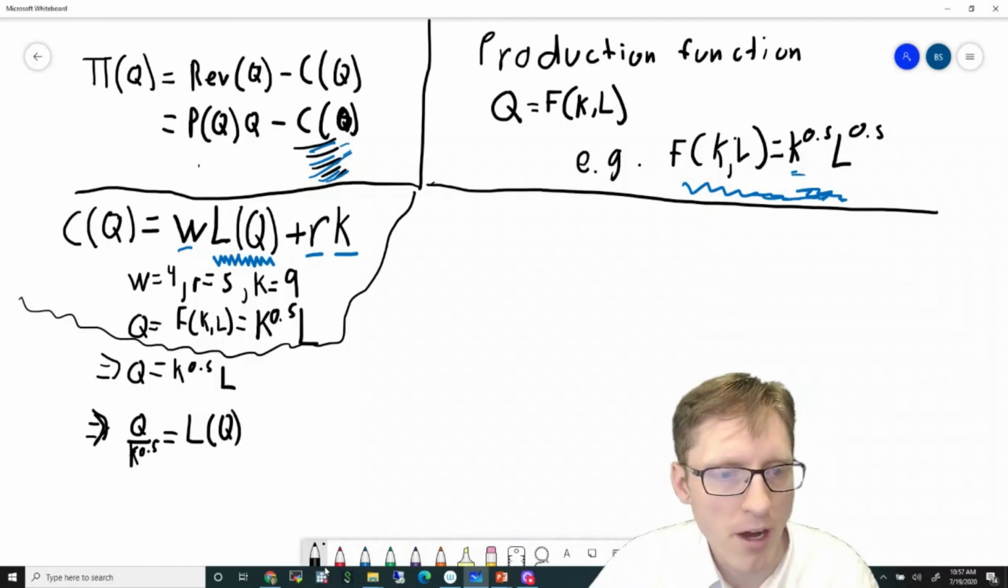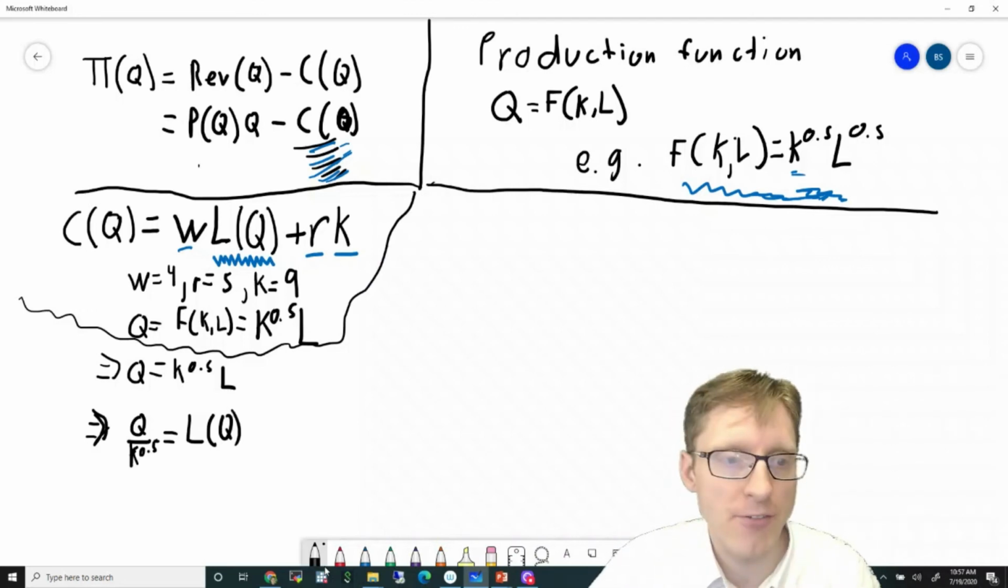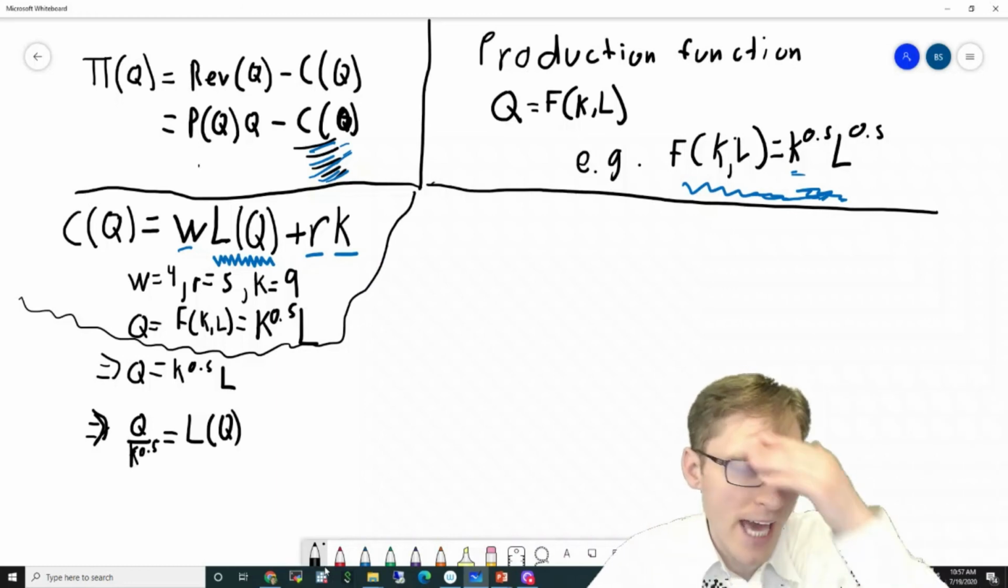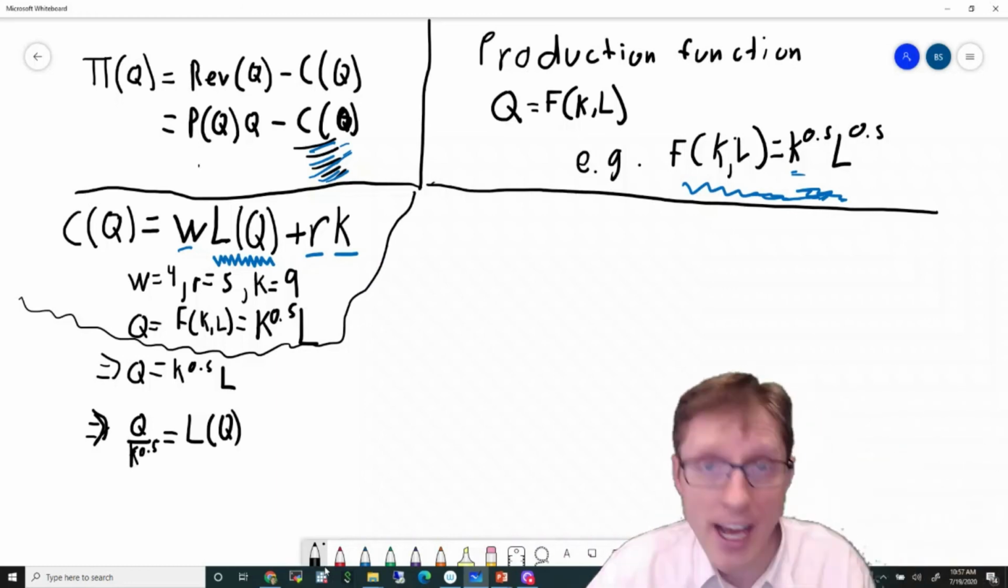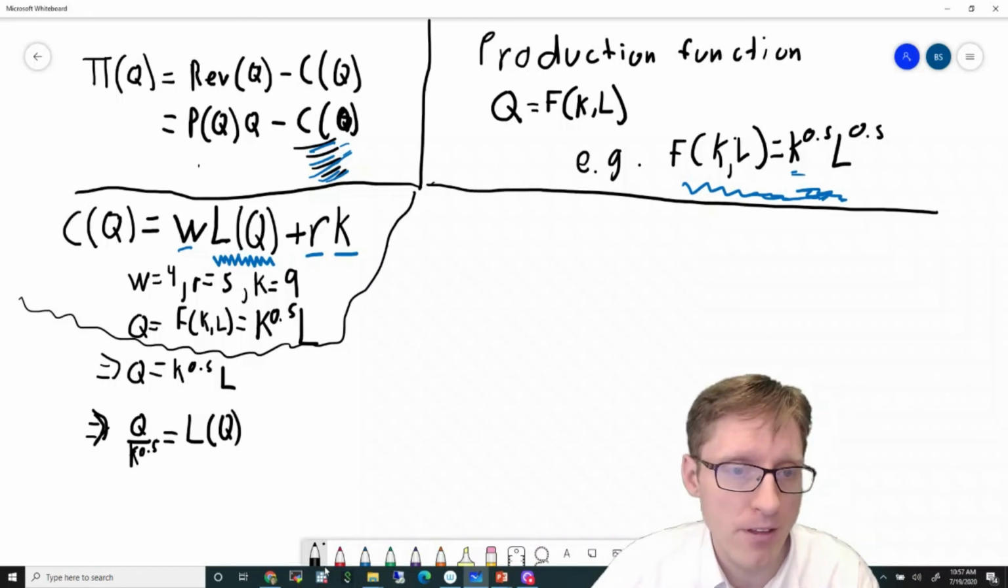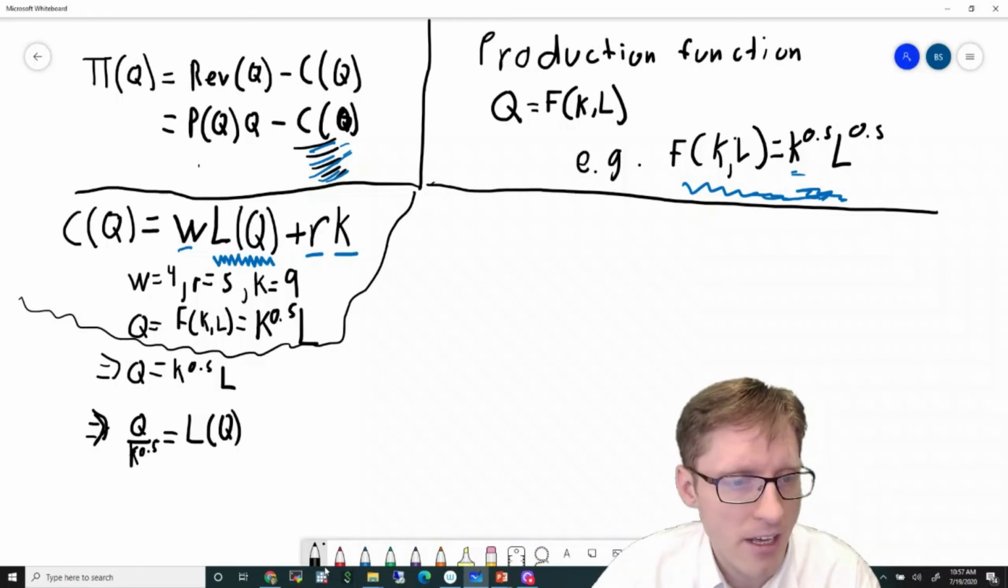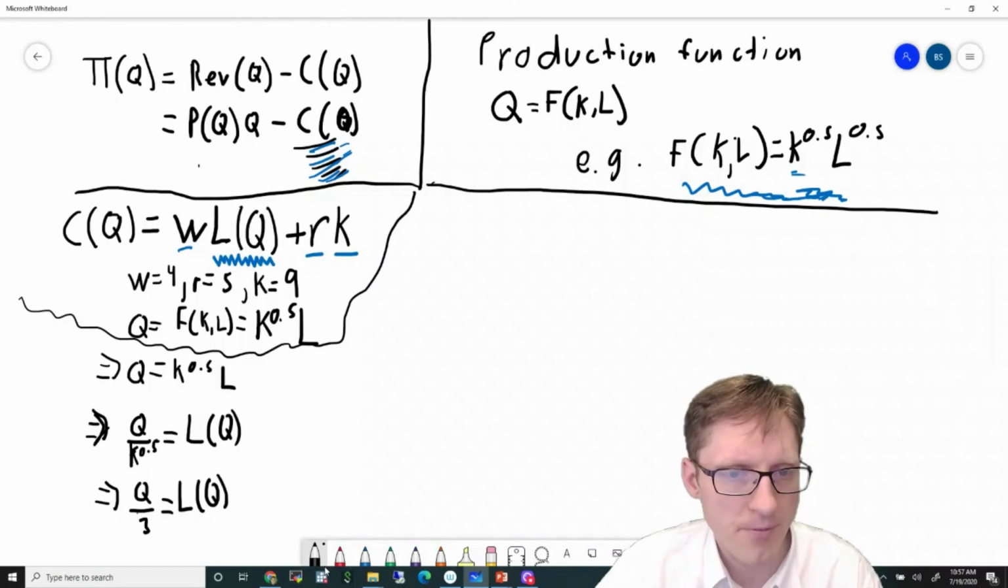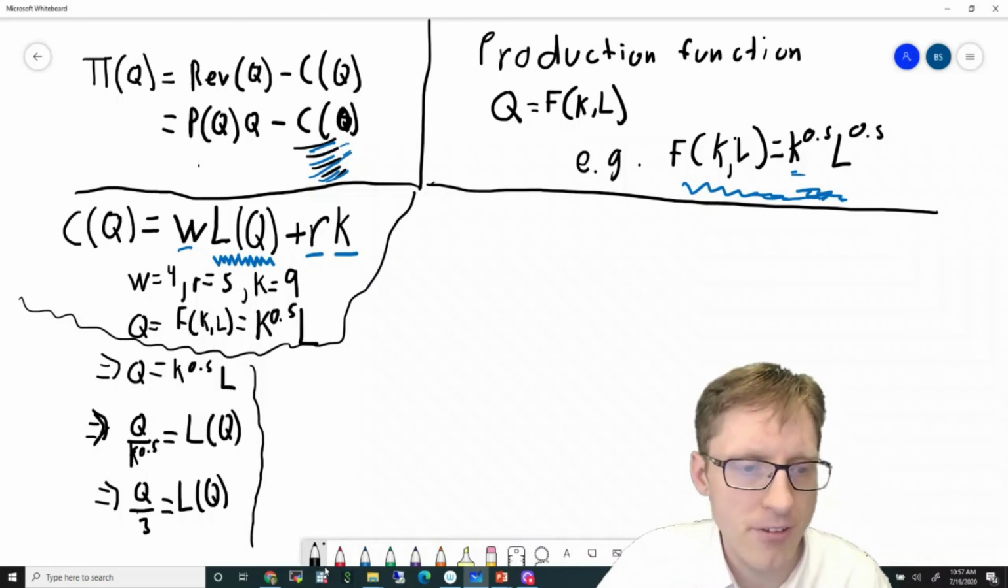Okay. So this is this function L of Q. Now we know how much labor is needed to produce a given level of output. It's simply Q divided by capital raised to the power of 0.5. And actually in this problem, we know that capital, at least in the short run, is fixed to 9. So this becomes Q over the square root of 9, which is just 3, is equal to this L of Q.